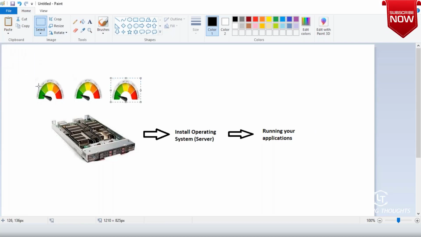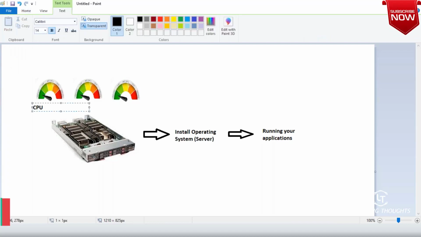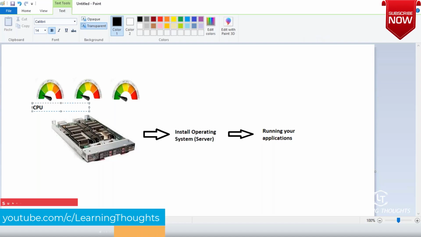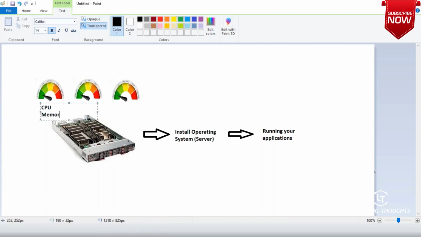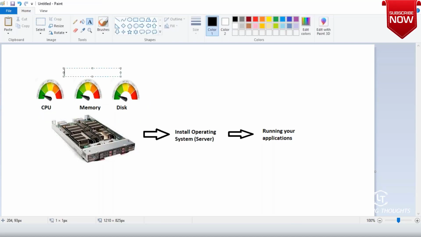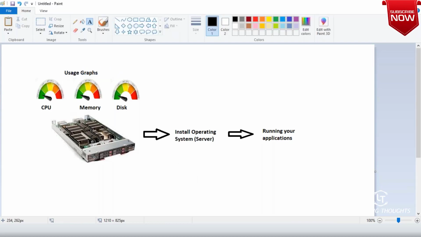So I'm just writing it as CPU. Okay. The CPU usage on the server. Okay. Memory usage on the server. Memory stands for RAM. Okay. And disk usage on the server. Okay. So usage graphs. Now, if my usage graph is less, this server will not cost very less for me.